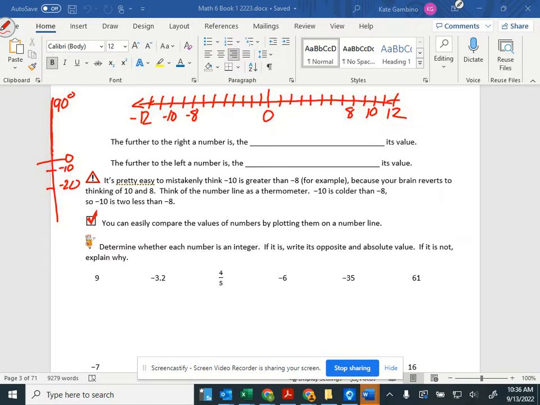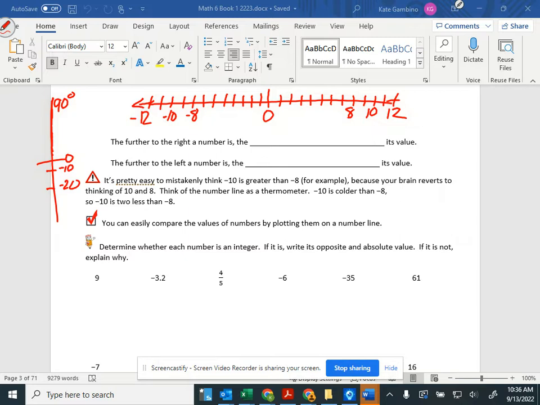All right, you can easily compare the values of numbers by plotting them on a number line. This is something that I told last year's group all the time. And the kids that finally started listening to me and drawing their number lines out, they were really starting to understand those negative numbers. If you don't draw the number line out, sometimes it can get really tricky and you can get easily confused. There's nothing wrong with drawing a number line on your paper to help you. That is a good tool to be able to do. Just remember that going to the right is your positive numbers, going to your left are your negative numbers.